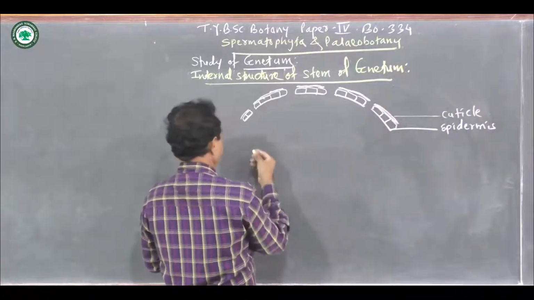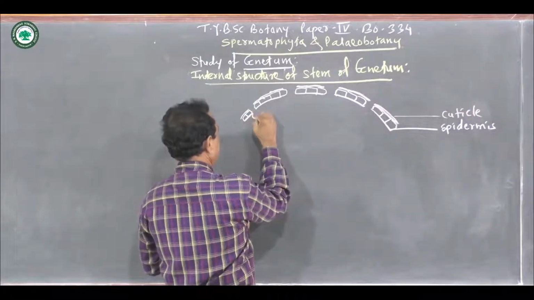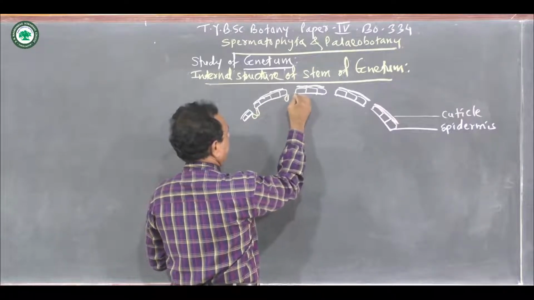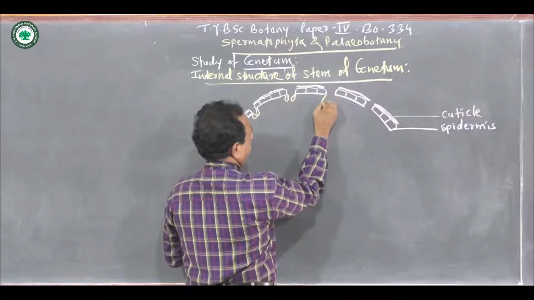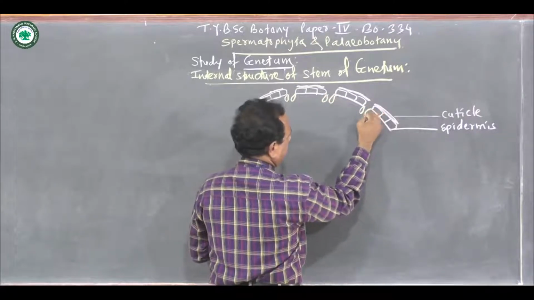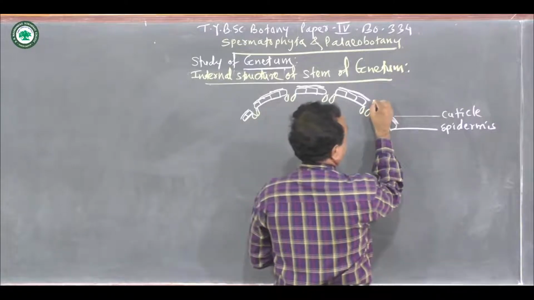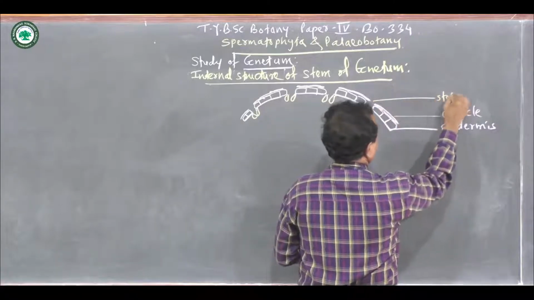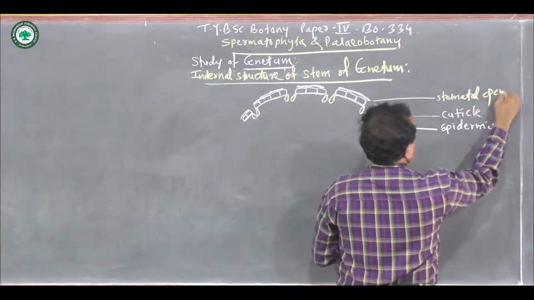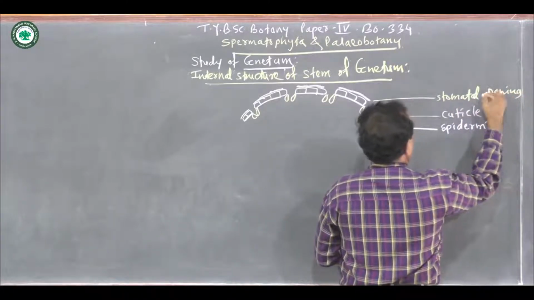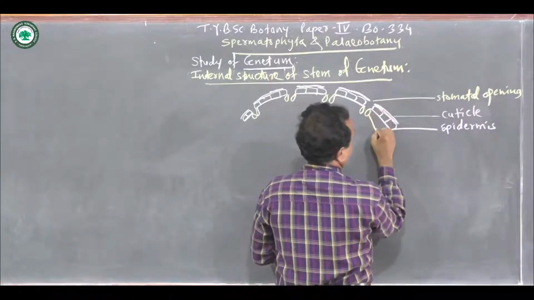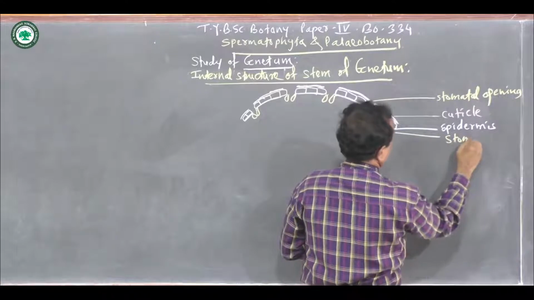Here, these are the stomata. The stomata are sunken, that is, they are present deep into the tissue. So here, this is the stomatal opening, and this is the stomata.